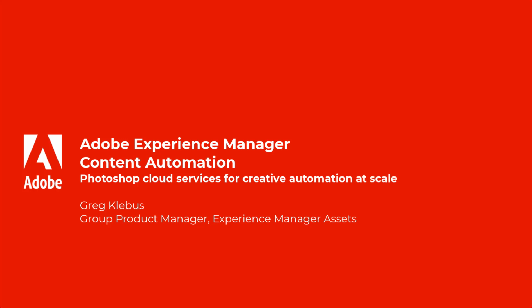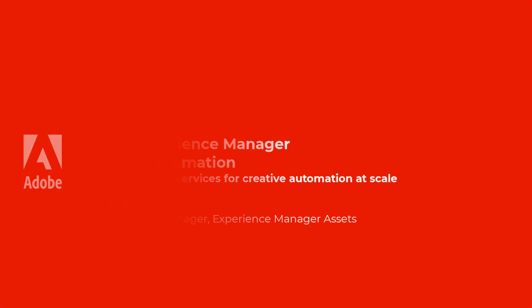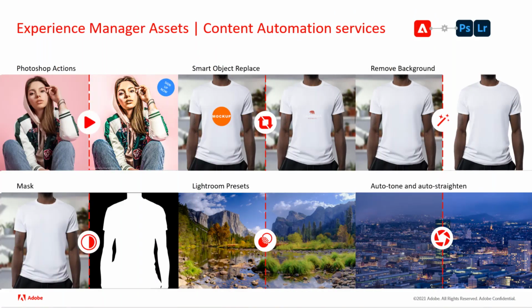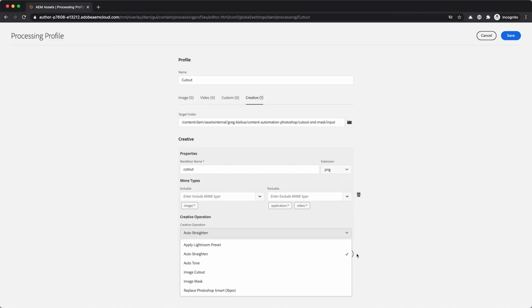In this video, I'd like to introduce new content automation capabilities in Adobe Experience Manager. Users in Experience Manager Assets can now apply a range of creative operations to assets powered by native Adobe Photoshop cloud services. This includes background removal, smart object replacement, and executing Photoshop actions, among others. Processing happens in a cloud service backend to ensure scalability.